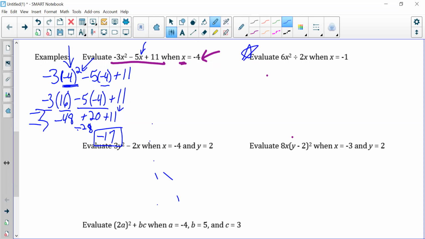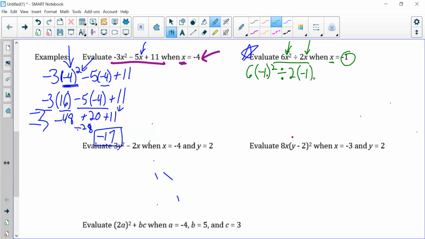Right over here, I'm going to switch colors of ink just for emphasis. Evaluate 6x squared divided by 2x when x equals -1. Once again, everywhere I see an x in this equation, I'm going to plug in a -1, which means I'm going to have a -1 here and a -1 here. So let's rewrite it: 6 times parentheses, -1 squared, divided by 2 times -1.